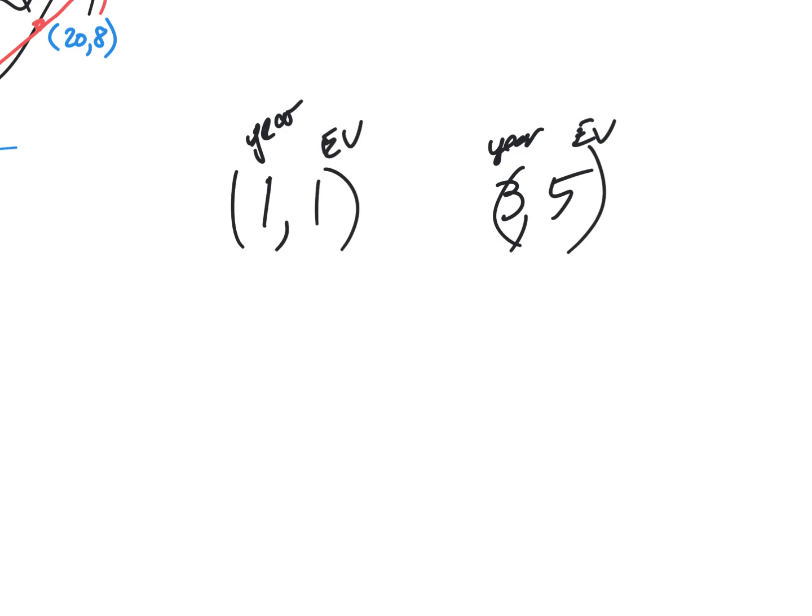In year 1, that means this year, let's say that there's 1 EV out there. But let's say in year 3, there's 5 EVs. So just because it's got context doesn't mean it fundamentally changes. You're still finding the slope. 5 minus 1 over 3 minus 1. 5 minus 1 is 4, over 3 minus 1 is 2, which equals 2.